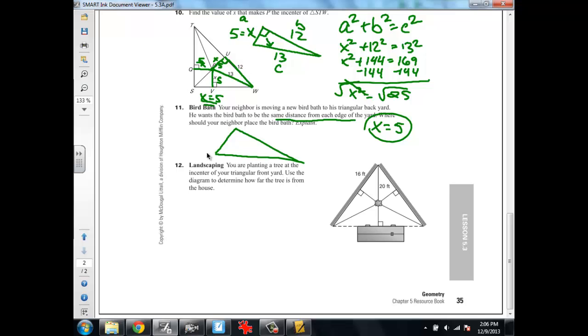What's the new one today? The incenter. If I put that bird bath at the incenter, it's going to be the same distance to each of the sides. Where does he put it? At the incenter. Why? So the bird bath is the same distance to each side.